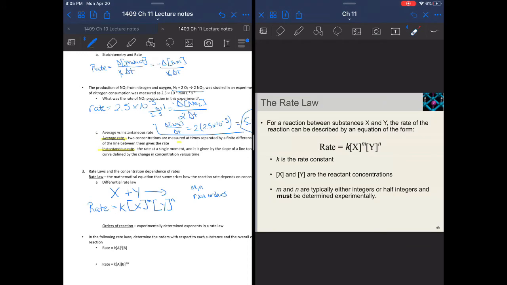Before we figure out how to determine m and n, let's talk a little bit more about what orders of reaction are and what they mean. Each reaction order, m or n, is talking specifically about how the concentration of that substance affects the rate. So m is determined experimentally for X, n for Y. They are usually whole numbers or fractions, and typically from 0 to 2.